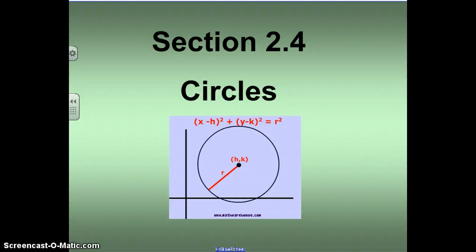Welcome to College Algebra, section 2.4. We're going to be studying circles today. This is the general form of an equation. If it's not in general form, we're also going to be looking at this lesson, how to complete the square to get it into this general form.